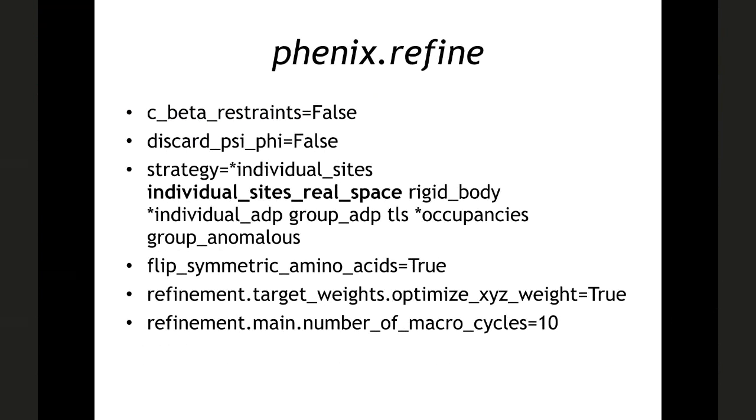Continuing with the experiment, I'm listing the unusual settings, by that I mean the non-default ones I used in the experiment, and you can see the first one is that C beta restraints has been set to false. Because by default in an ordinary, standard refinement, C beta restraints are placed on the C beta atom to keep it in the correct position. If we had that on true, it would have been an unfair comparison, as you'll see later.